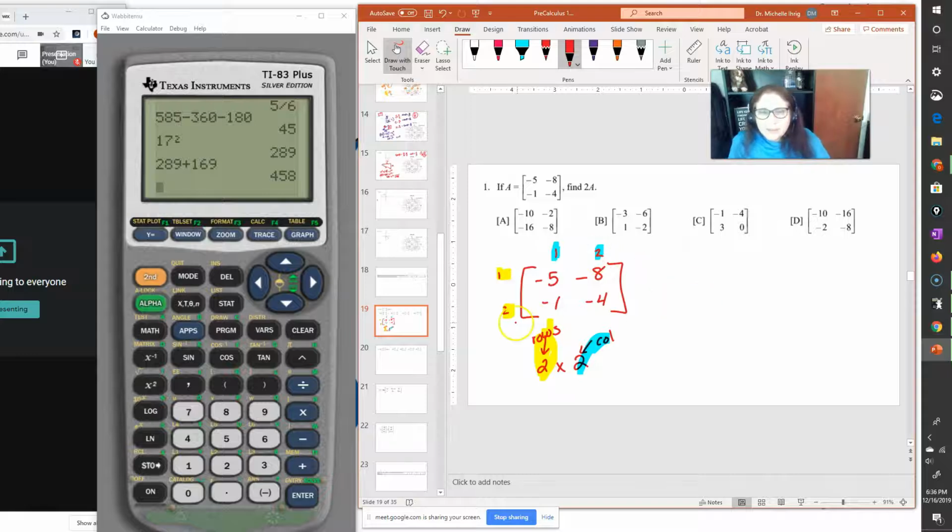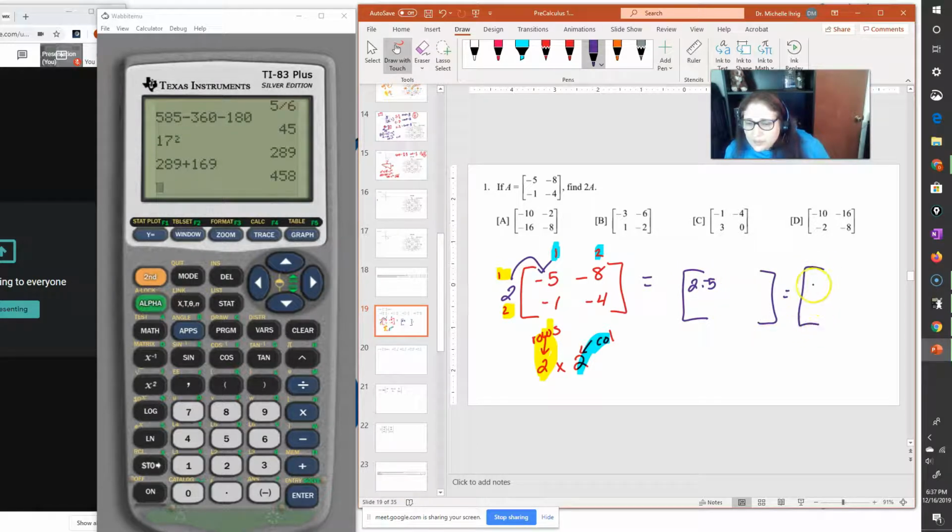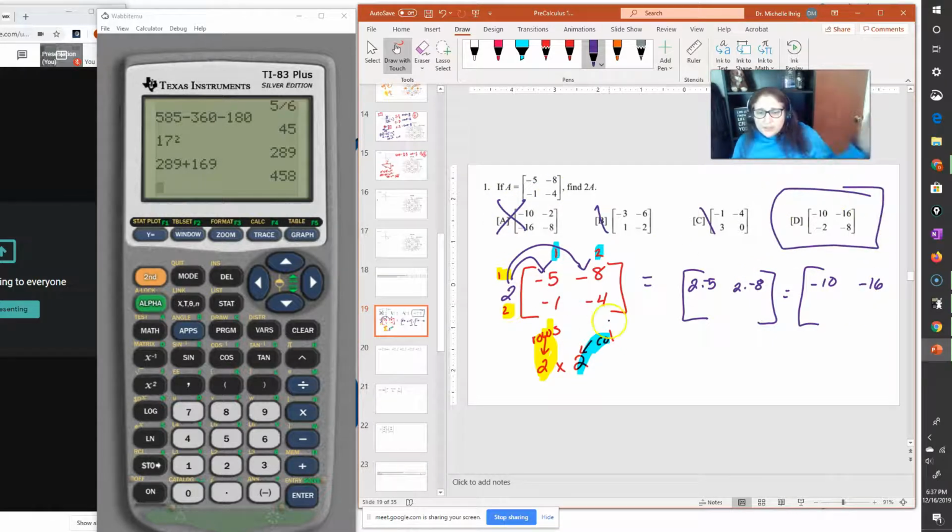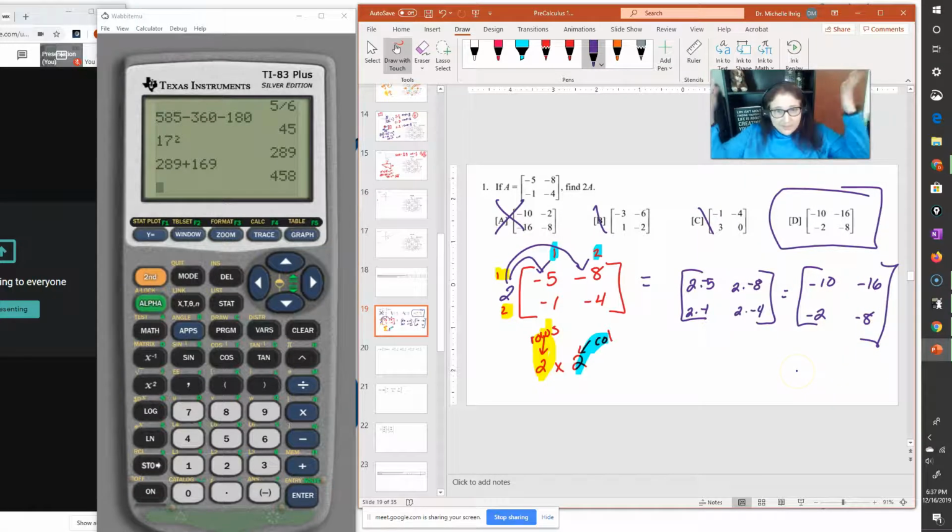Now, whenever you're multiplying by a scalar, it's ridiculously easy. All you do is distribute the number to all of the other numbers. So for example, I've got 2 times negative 5, which gives me negative 10. So immediately I can eliminate choice B and C. Then I've got 2 times negative 8, which gives me negative 16. So I can eliminate choice A. My answer is D. But for good measure, 2 times negative 1 is negative 2, and 2 times negative 4 is negative 8. So that's your answer. That's literally it.